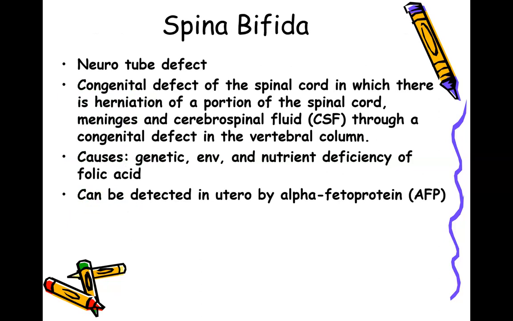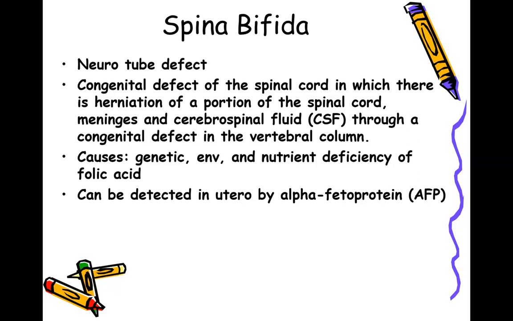Okay, moving on to spina bifida. This is a neural tube defect. It's a congenital defect of the spinal cord in which there is a herniation of a part of the spinal cord. It can interfere with the meninges and cerebral spinal fluid through a congenital defect in the vertebral column.